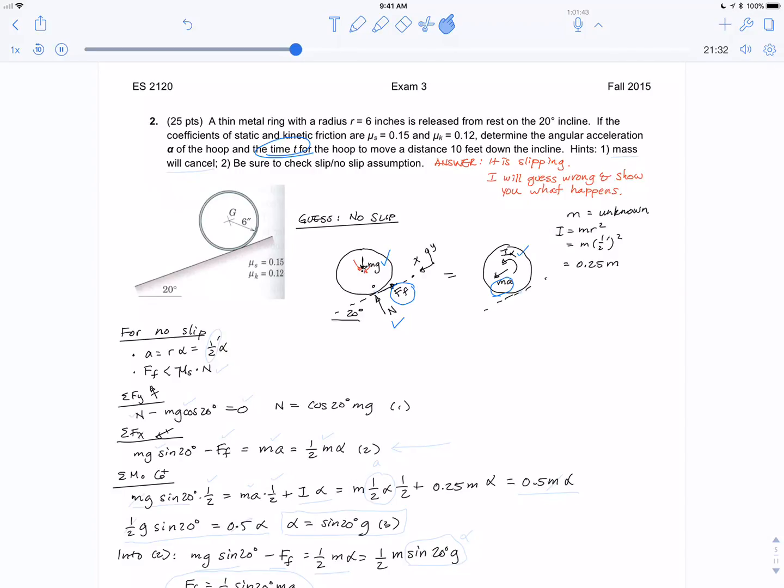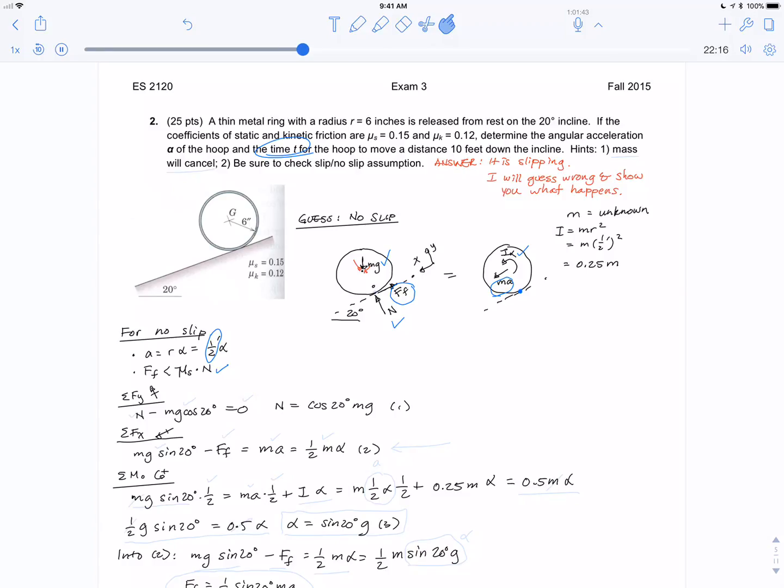Okay, so for no slip, you don't get to know what the friction force is, but you do know, as we talked about in the previous problem, if it's not slipping, the bottom of the ring has zero acceleration because it's touching the ground, and the ground has no acceleration. That means that the acceleration is alpha times r, literally r, which is the radius of the ring. That's the distance from the bottom to the center. And the radius is 6 inches, or I'm doing everything in feet, so 1/2 foot times alpha. The friction force needs to be less than mu times n. We'll check it. I can see the future because I already solved it. That is not going to be true.